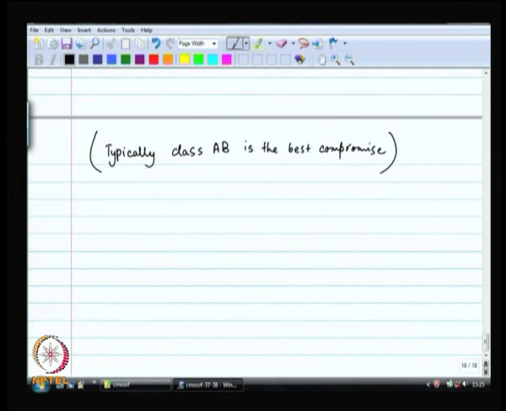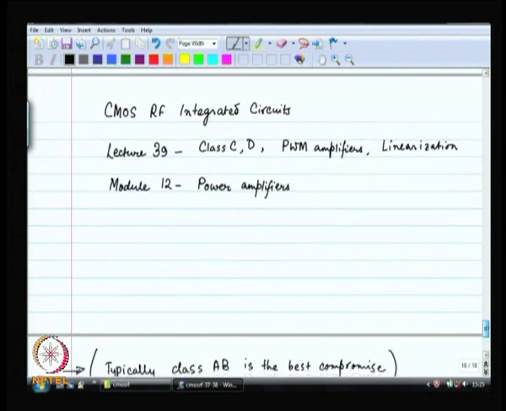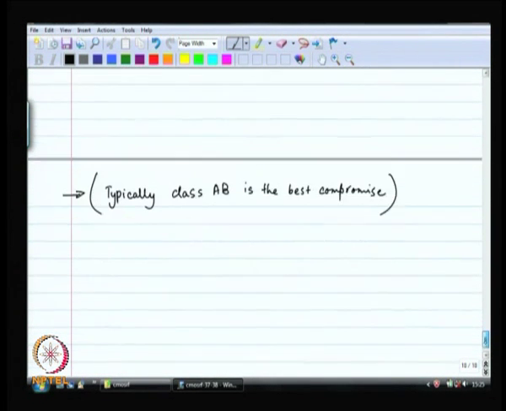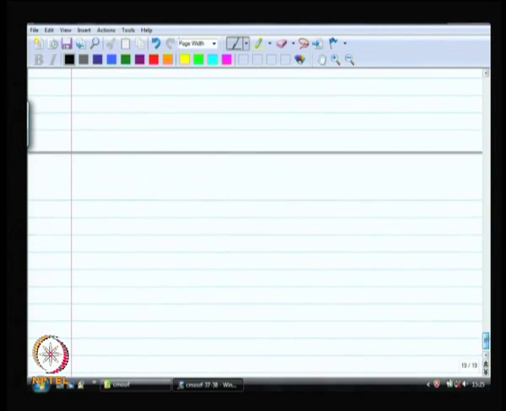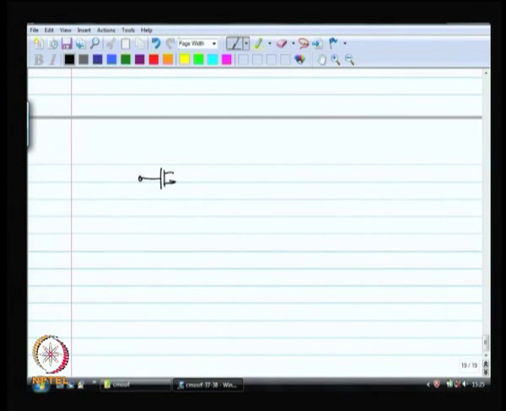Okay. So, between class A, B and C, typically class A, B is the best compromise. So, we will stop at this, and we will look at a couple of other architectures. One is the class D amplifier. Now, a class D amplifier is a kind of a push pull amplifier. The idea is this. Let us once again draw our schematic.